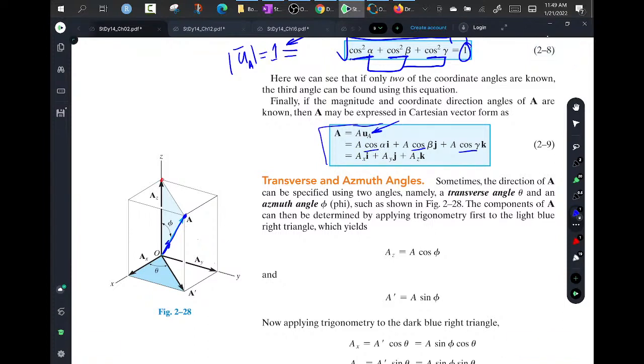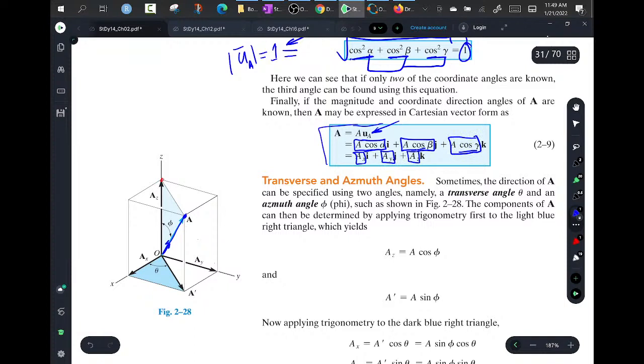If you look back at the previous relationships, if you multiply this times that, you get Ax. You multiply this times that, you get Ay. And you multiply this times that, you get Az. We'll do a lot of problems with this so that it'll make sense.